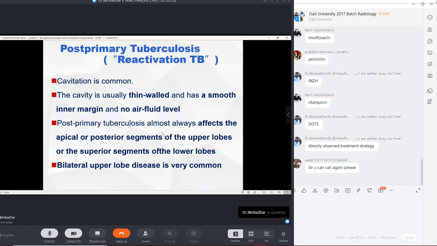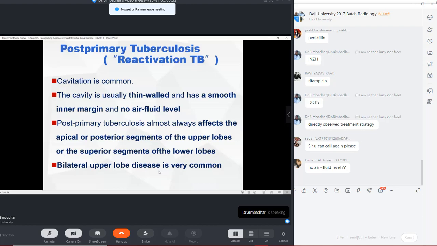Post-primary tuberculosis almost always affects the apical and posterior segments of the upper lobes or the superior segments of the lower lobes. Remember, apical and posterior segments of the upper lobes, or the superior segments of the lower lobes. Bilateral upper lobe disease is very common. It can be seen on both sides of the upper lobes, or in the apical posterior segments of the upper lobes, or in the superior segments of the lower lobes. All the places where there is high aeration are where you can see tuberculosis bacterial focus.